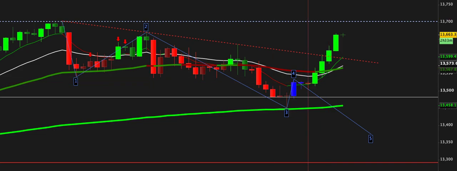Hope this helps as one Elliott Wave example, and I will do another one on the euro dollar, because the euro dollar also has a good setup, but we'll do that in our next video.